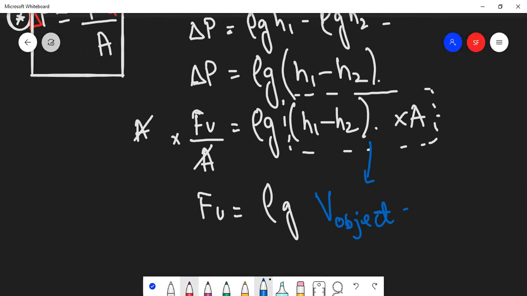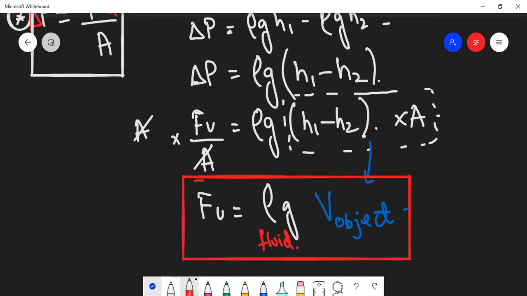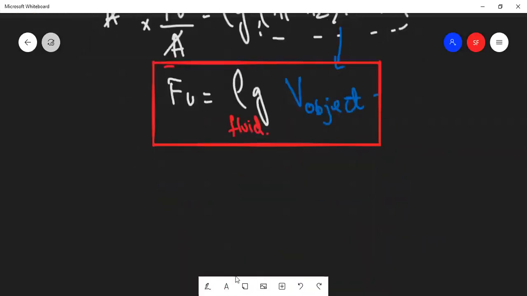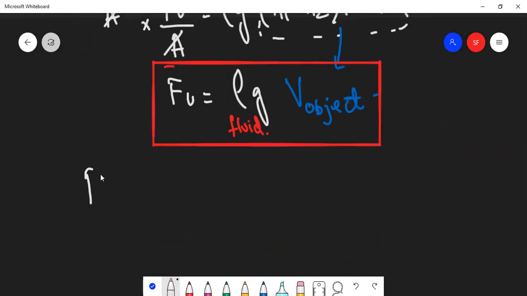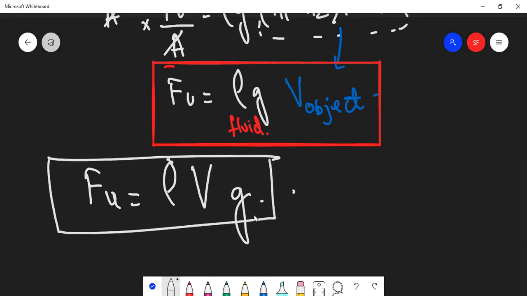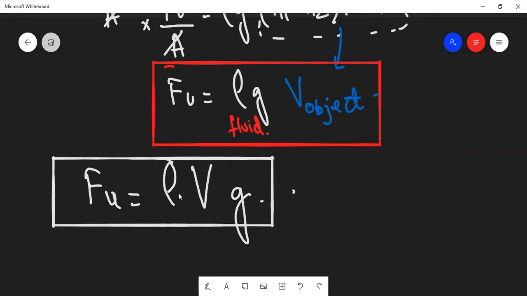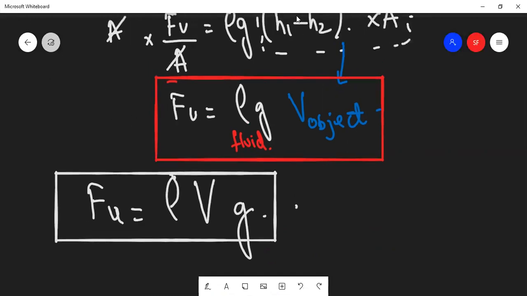This rho is actually the density of the fluid in which the object is immersed, and Fu represents the formula for upthrust. This is the formula for calculation of upthrust. So if you need to calculate the upthrust on any body placed in any fluid, use the formula rho Vg. But remember, rho and V are of different objects. The V is for the object and rho is for the fluid. This was the entire derivation.